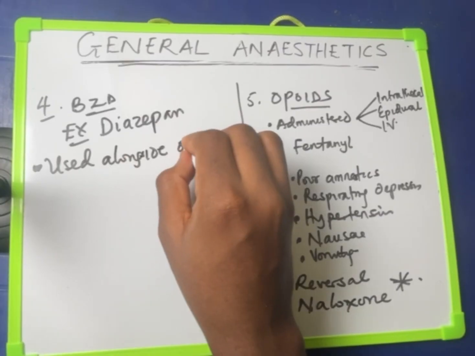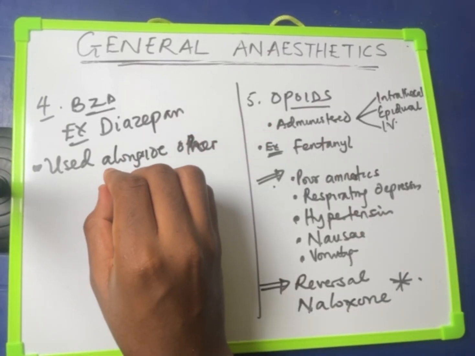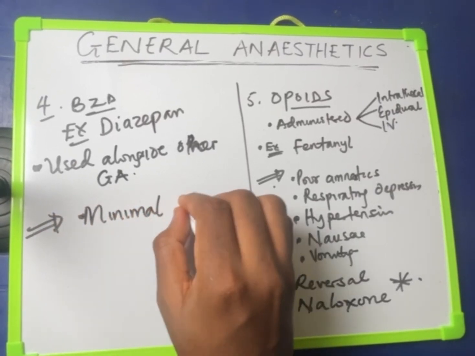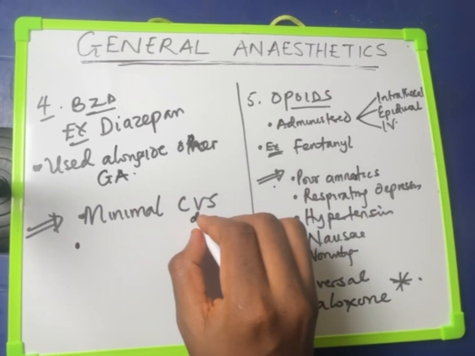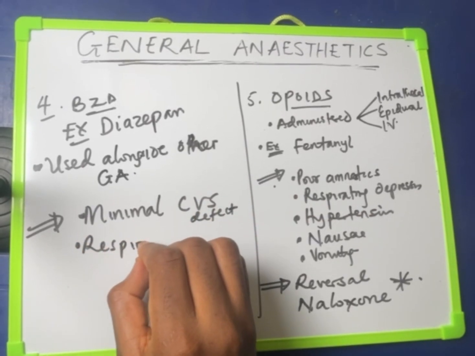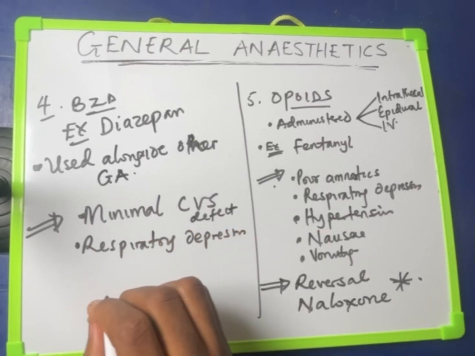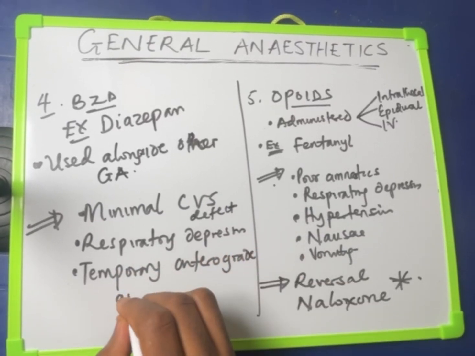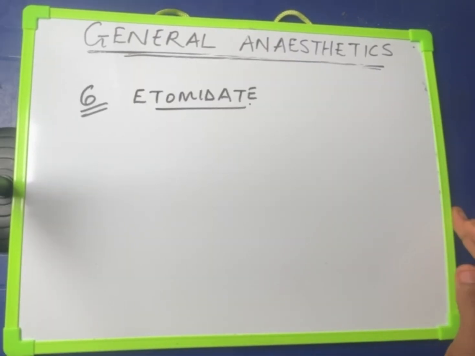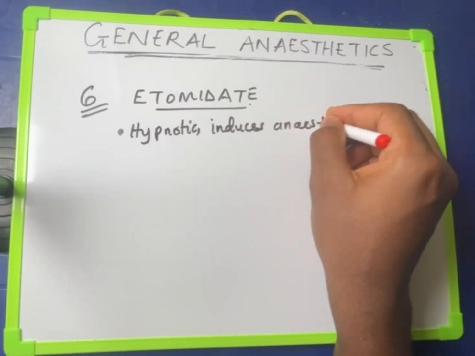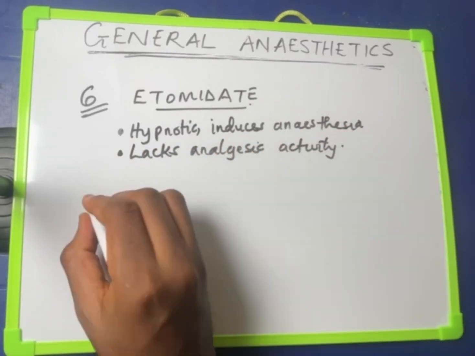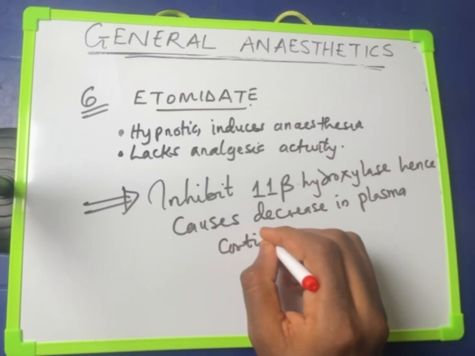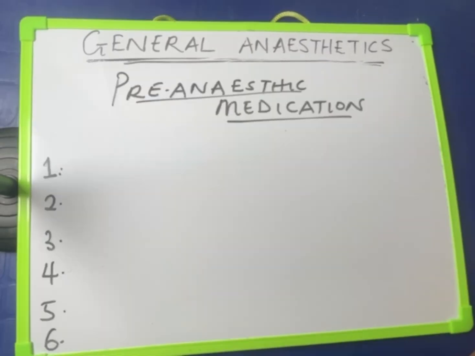Now for benzodiazepines, a good example is diazepam, which is used alongside other general anesthetics. Okay. Now, benzodiazepines have also been noted to cause minimal CVS effect, and they have also been noted to cause respiratory depression. And benzodiazepines have also been noted to cause temporary anterograde amnesia. We're going to discuss opioids and benzodiazepines in detail in a subsequent lecture. Now, the last but one, etomidate. Etomidate is a hypnotic and induces anesthesia and lacks analgesic property. It inhibits 11-beta hydroxylase. This enzyme is very important.